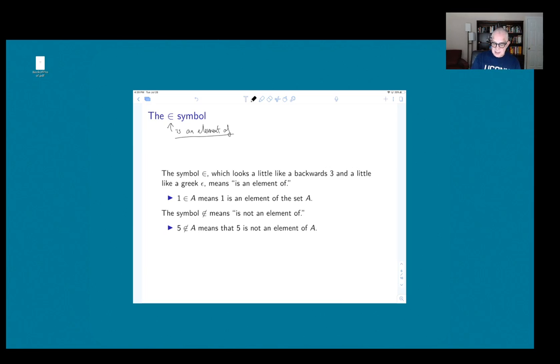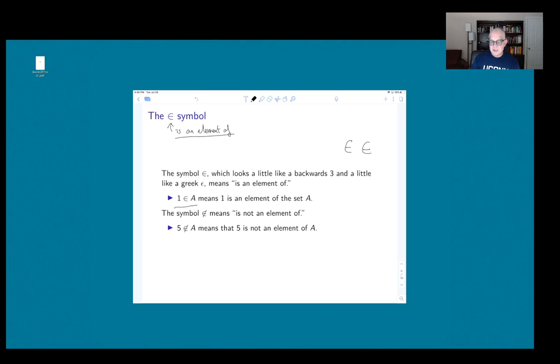So it looks a little bit like a backwards 3 and a little bit like a Greek epsilon, although strictly speaking it isn't either of those things. If you're writing it by hand, it's sometimes hard to tell apart, but you can make a kind of C with a line in the middle. That's good enough. And in English, you literally read it as "is an element of." So if you write 1 ∈ A, this means 1 is an element of A.